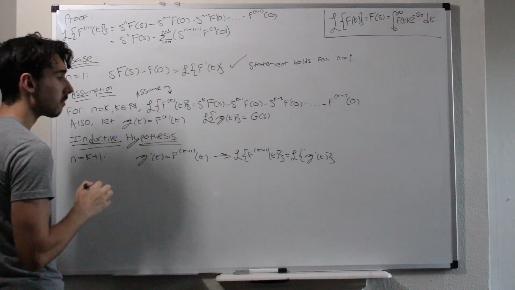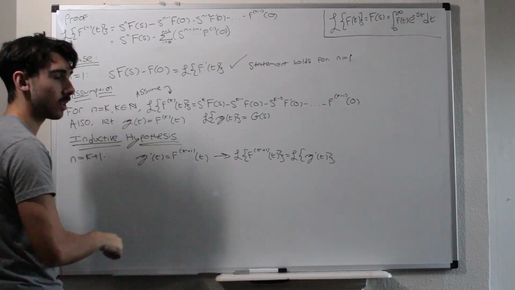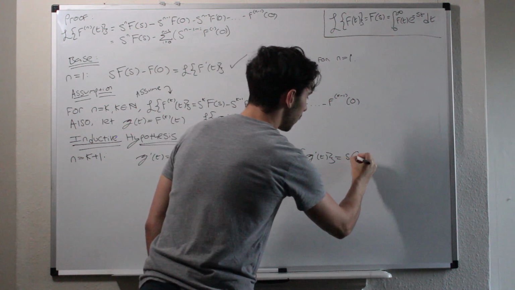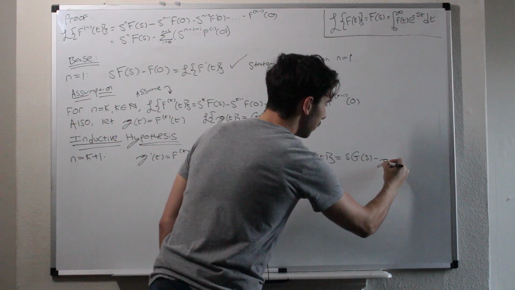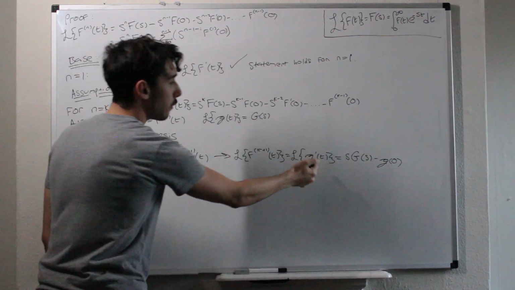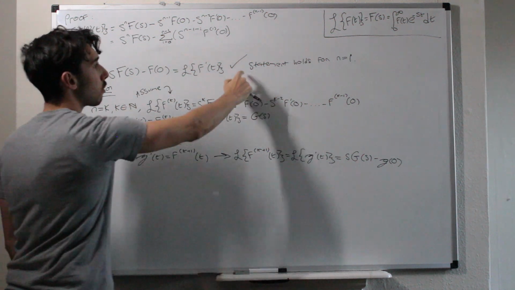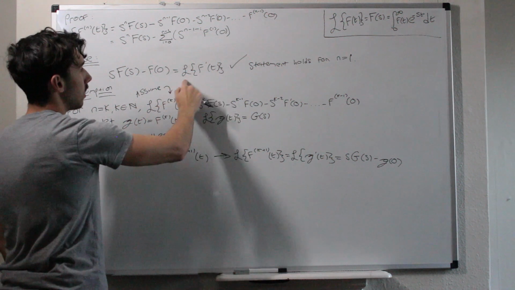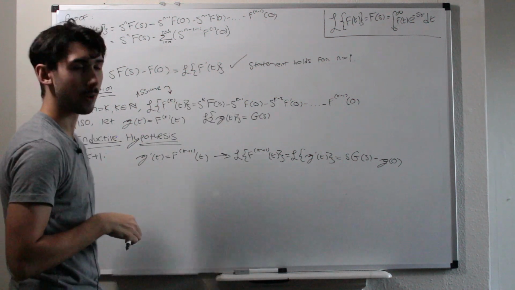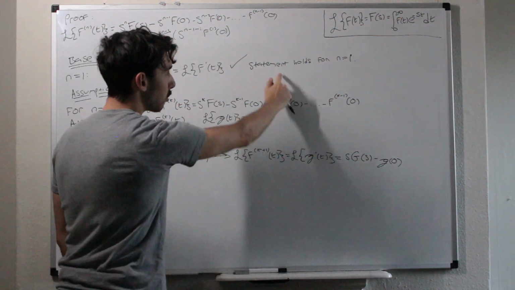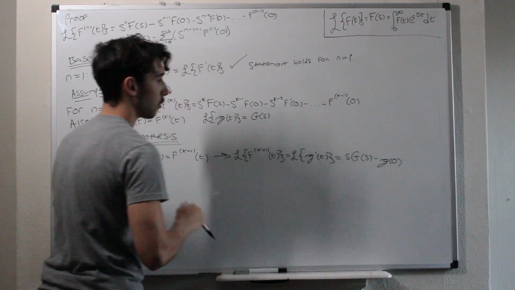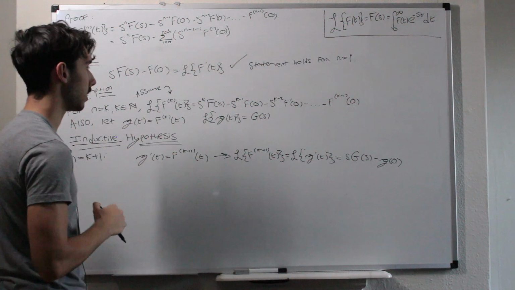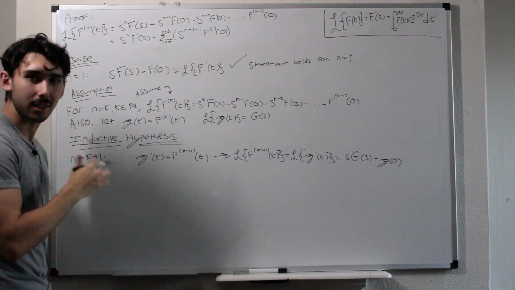Now this is the cool thing. G prime of t can be expressed as s times capital G of s minus g of 0, because this is a first derivative, and we've already proven it holds for n equals 1. So this is the Laplace transform of basically the first derivative of a function. And it holds, right? Of course it does. We've proven it already. So we know that this is definitely true. And again, this is why I've introduced this capital G of s notation. It's just the Laplace transform of g of t. That's all it is.